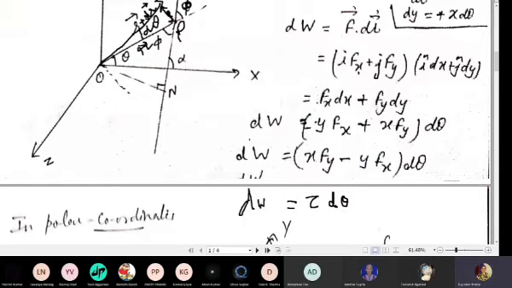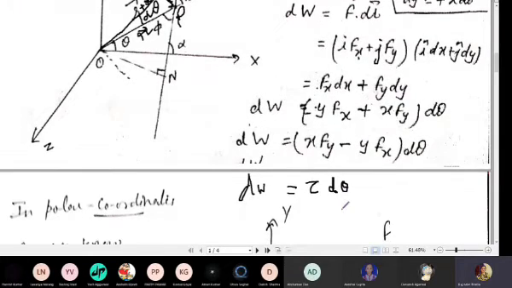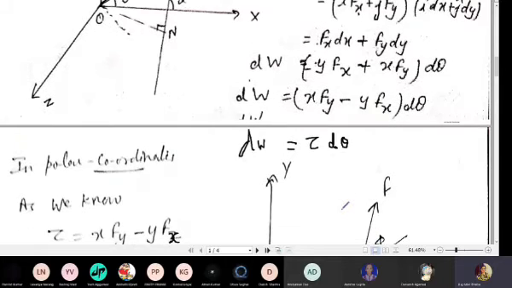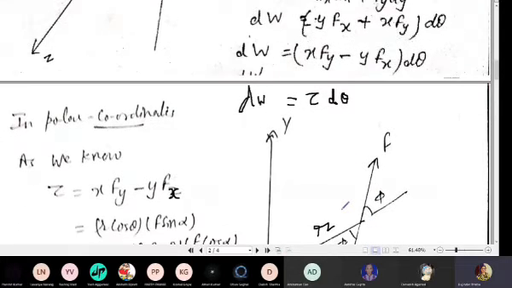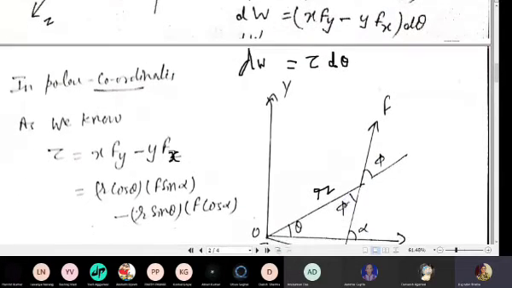So this is the value of the torque by comparing these two equations. And if I write the value of the fx and fy in the component form, I will be able to get my desired result, because this is termed as the expression in polar coordinates. I'm going to write it in terms of phi.